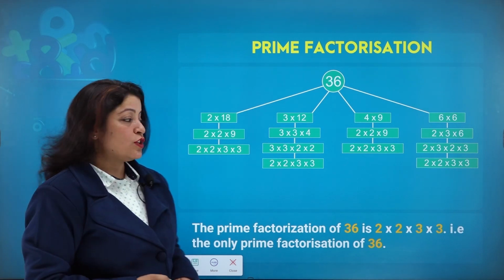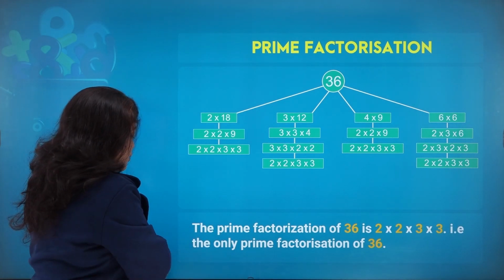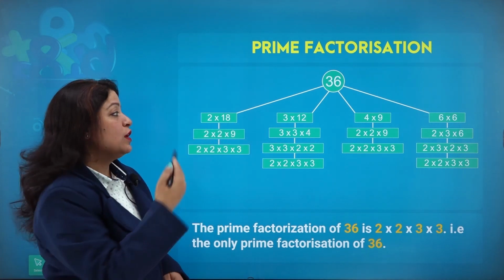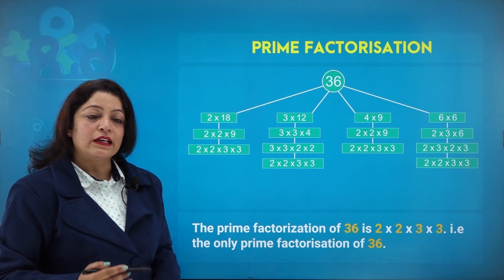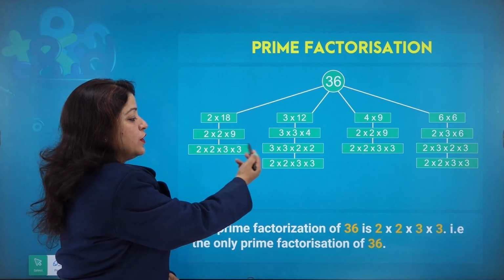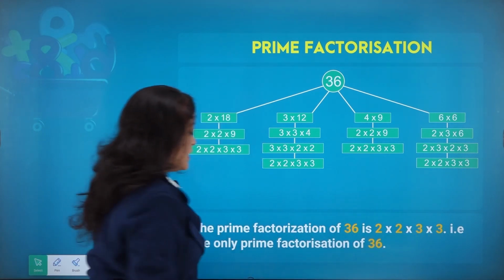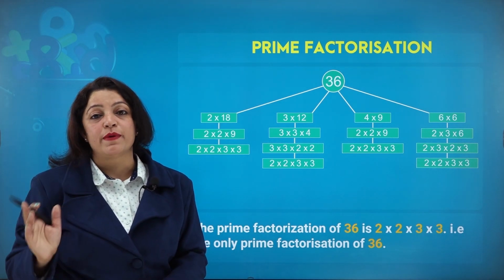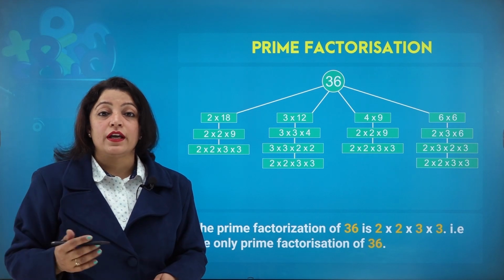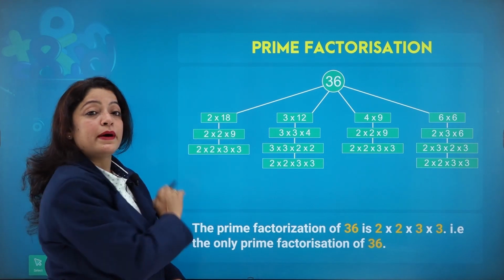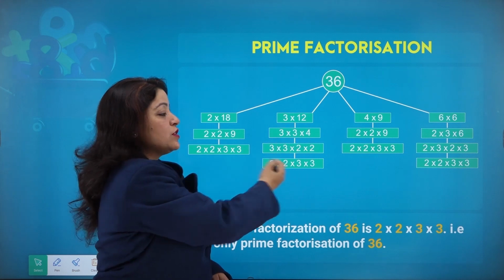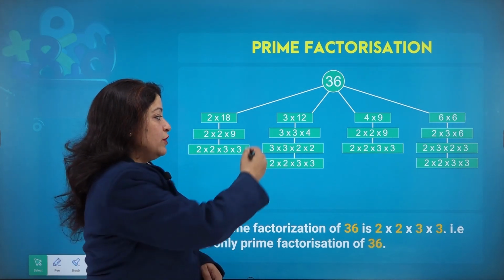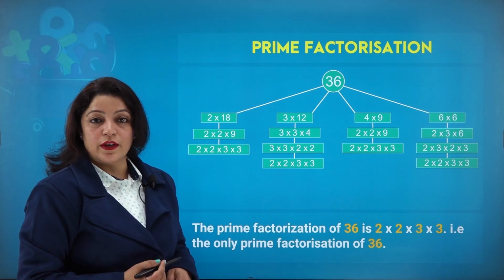So the prime factorization of 36, whichever method you are doing, if you are splitting it as 2 into 18 or 3 into 12, the final factors will be 2 into 2 into 3 into 3. That means there is only one prime factorization, because you have a single set of prime factors, right? It's not like if you do it like this, you'll reach some other answer, or if you do it like this, you reach some other answer. No, it is not like that. It will come out the same with whatever method you are doing.